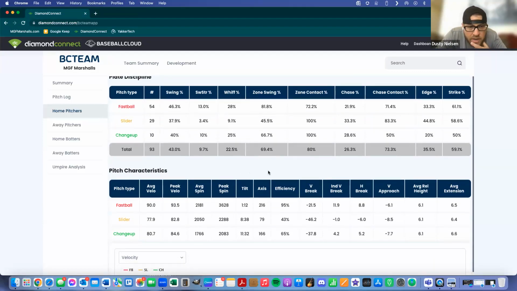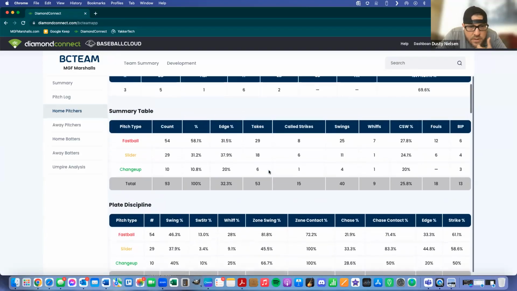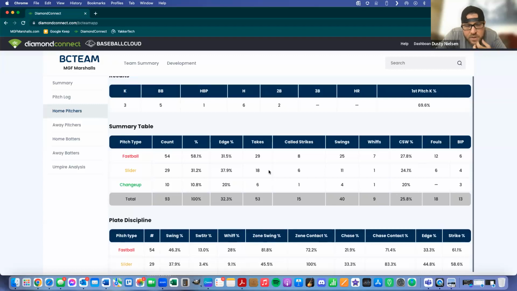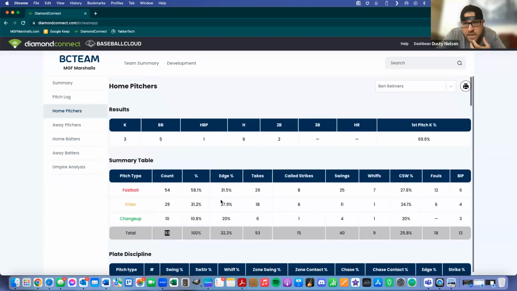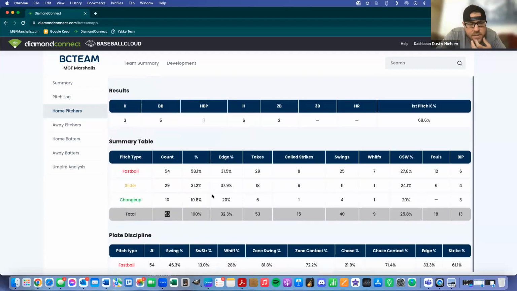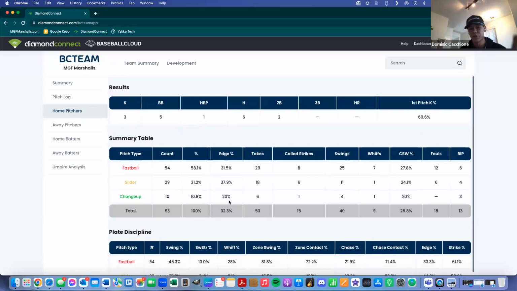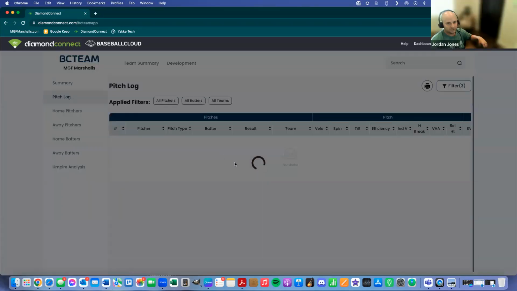Scroll back up. The only thing I'm wondering is, the count says 93. Is that for the whole game? Because Reimer only threw like 69 pitches last night. In terms of the total number, that should be the total number of pitches that he threw. It might be that whoever was tagging the game didn't sub the pitcher out.